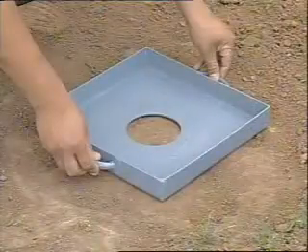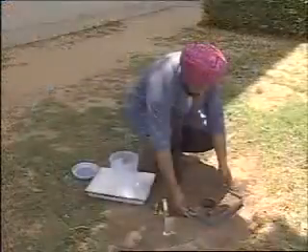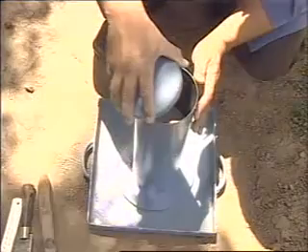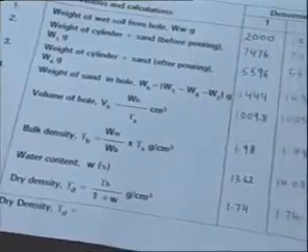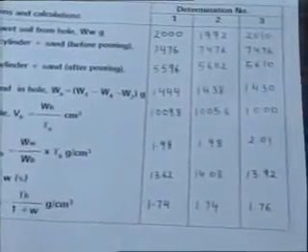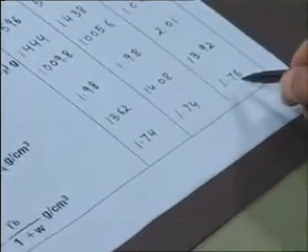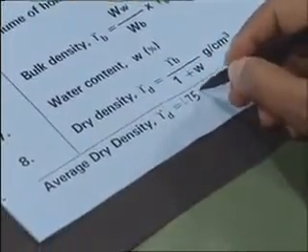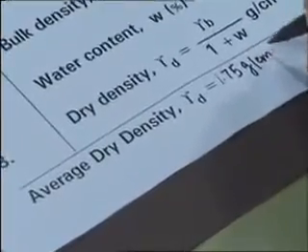Repeat the field operations in the same area at different places to obtain average results. Record all the observations in the proforma. The average dry density of the three values recorded is 1.75 gram per centimeter cube. So friends, we can determine the in situ dry density of the soil using sand replacement method as per standard procedure.